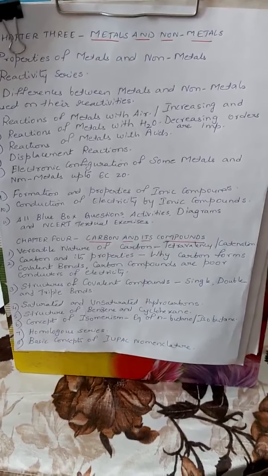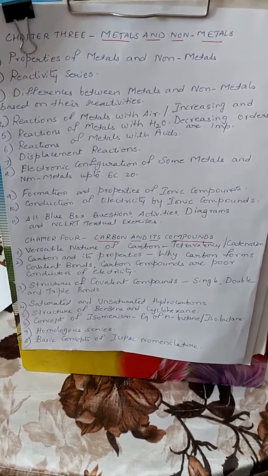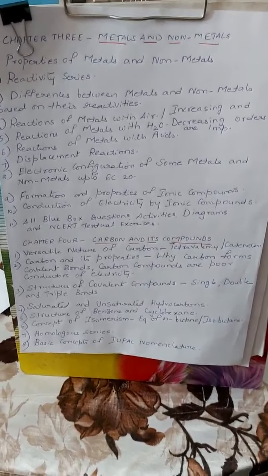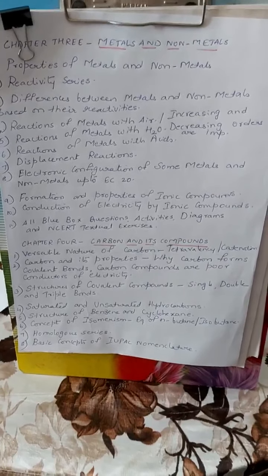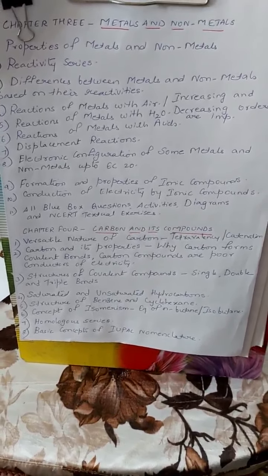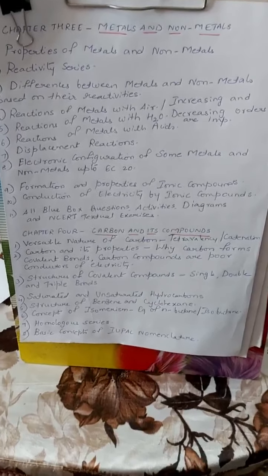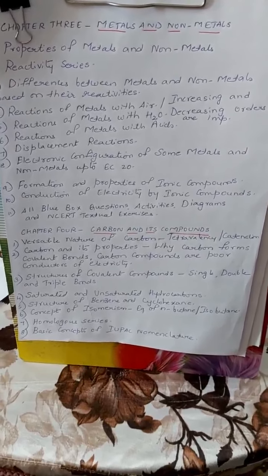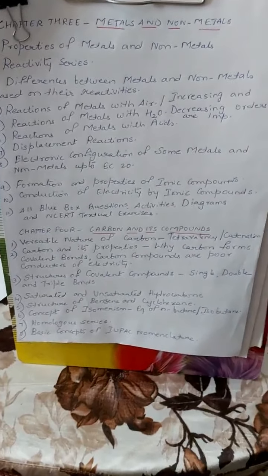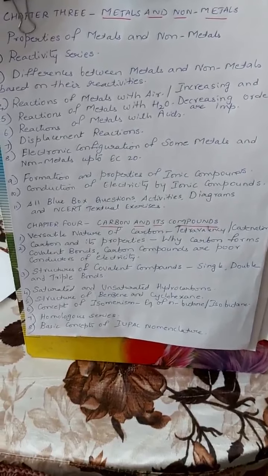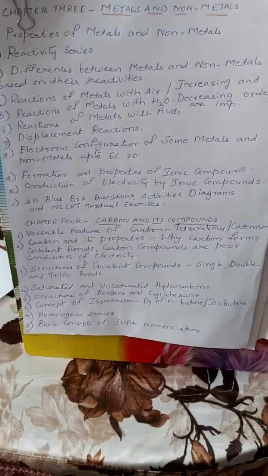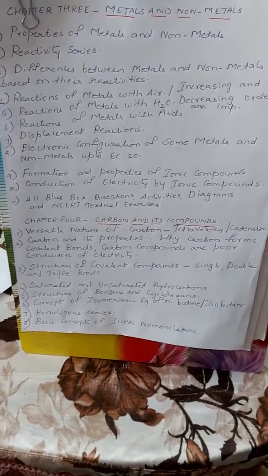The increasing and decreasing order of their reactivities are most important and are often asked in 1 marks and 2 marks. The displacement reactions, the electronic configuration of some metals and non-metals up to electronic configuration 20. The formation and properties of ionic compounds, conduction of electricity by ionic compounds, knowing the electron dot structure, how the ionic compounds are formed, some calculated examples of sodium chloride, calcium chloride, hydrogen fluoride, sodium oxide, magnesium chloride are very important and they have to be practiced by the students.